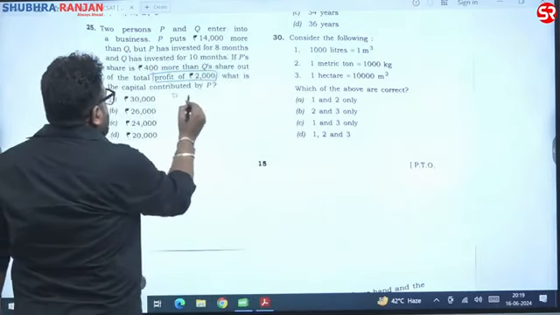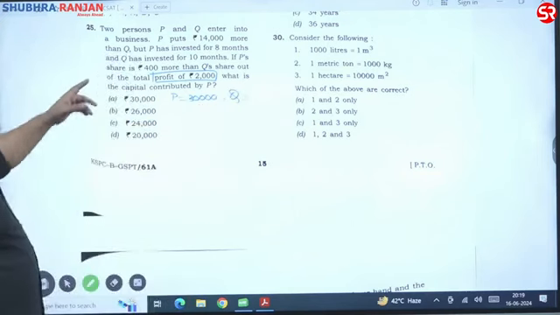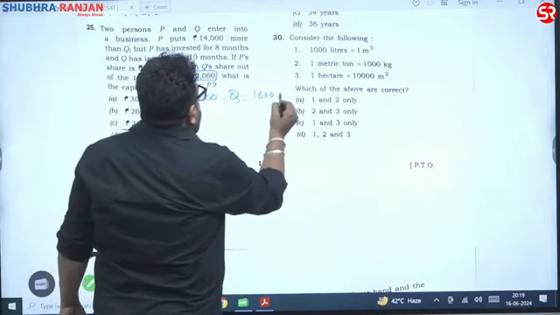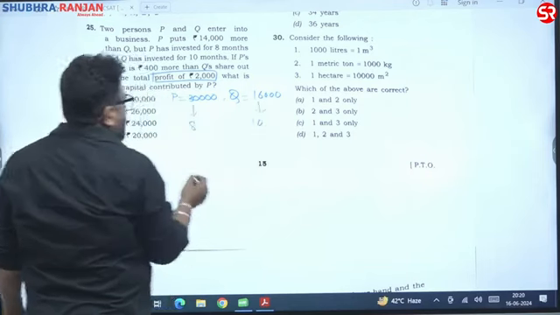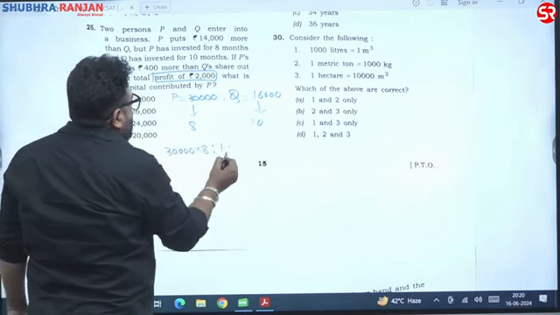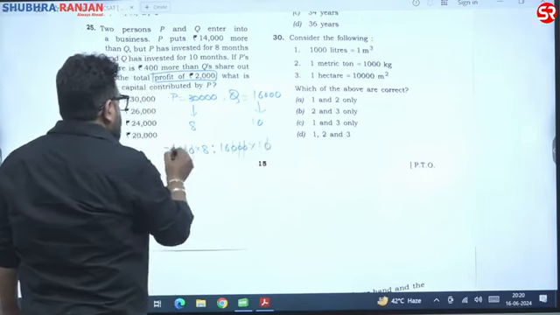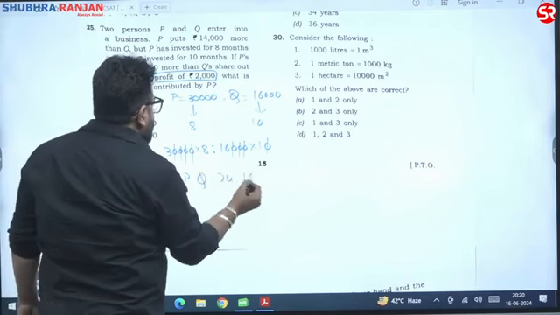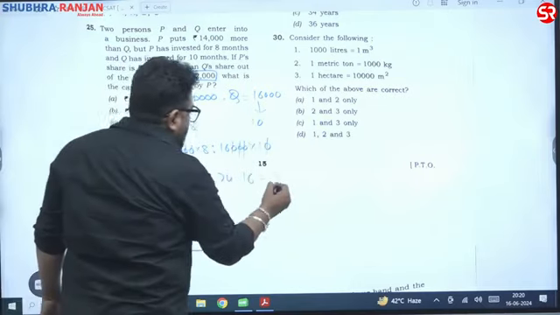If I say P is equal to 30,000, then Q. So he says P puts 14,000 more than Q, so Q would be 16,000. P has worked for how many months? 8 months. This guy has worked for 10 months. So profit sharing ratio would be 30,000 into 8 is to 16,000 into 10. Cancel, cancel, cancel. So profit ratio of P is to Q would actually be 24 is to 16, which comes out to be 3 is to 2.